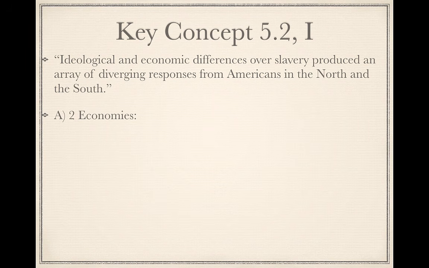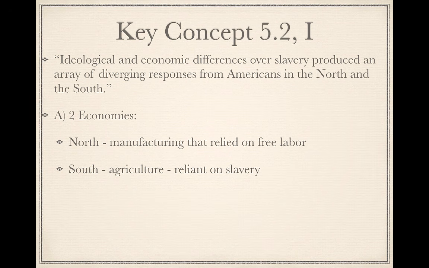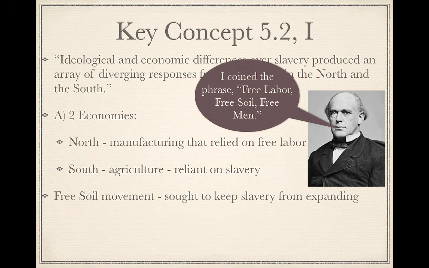So really in the antebellum period, and antebellum means pre-Civil War, there are two emerging economies that are very disparate in America. In the North, we have manufacturing that relied on free labor. In the South, we have agriculture that is reliant heavily on slavery, especially for cotton. The South's nickname during this time is King Cotton because the economy is so dependent upon it.